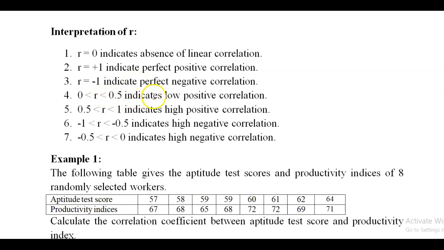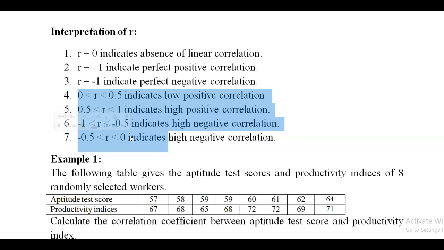If the correlation coefficient r lies between 0 and 0.5, then we can say it is low positive correlation. If it is between 0.5 and 1, we can define it as high positive correlation. If r is between -1 and -0.5, then we define it as high negative correlation. And if r is between -0.5 and 0, then we say it is low negative correlation. In these four intervals, we are not including the points 0, +1 and -1. Now we will see the problems one by one.